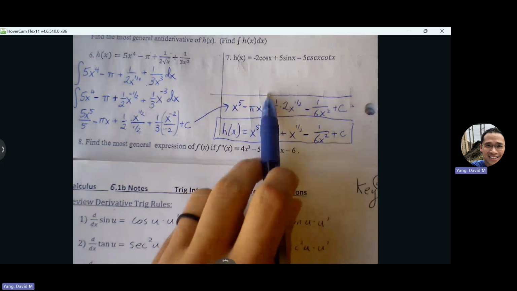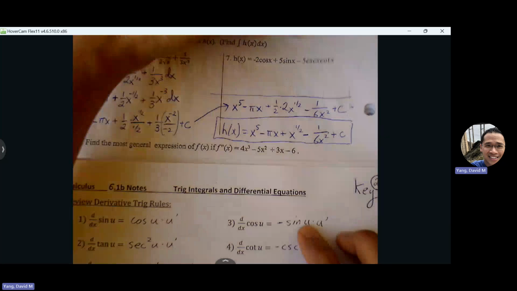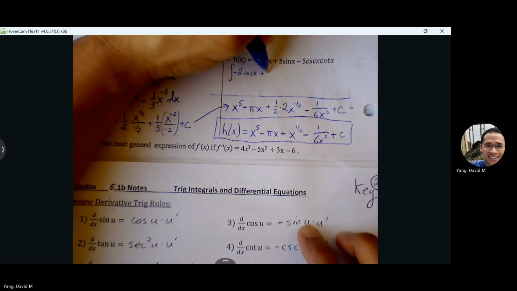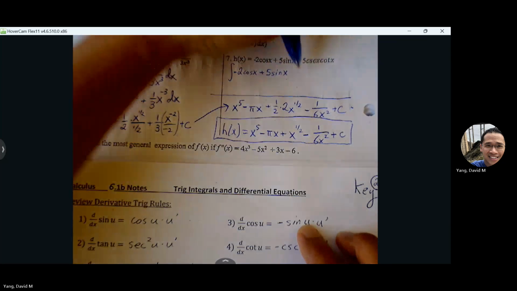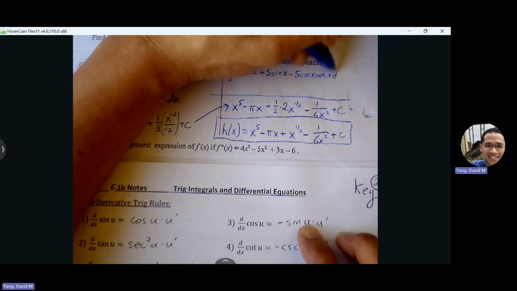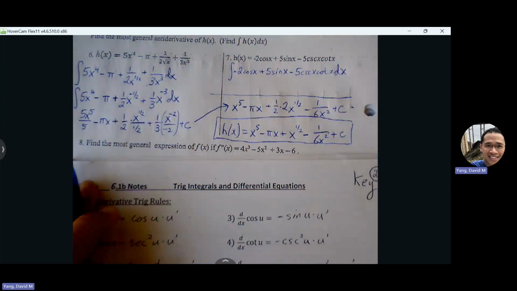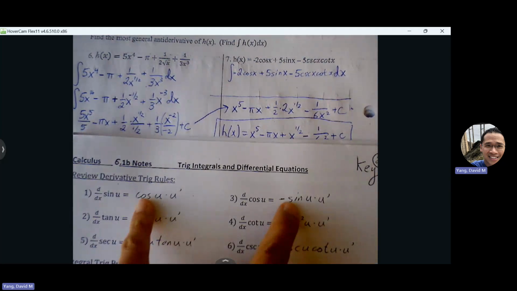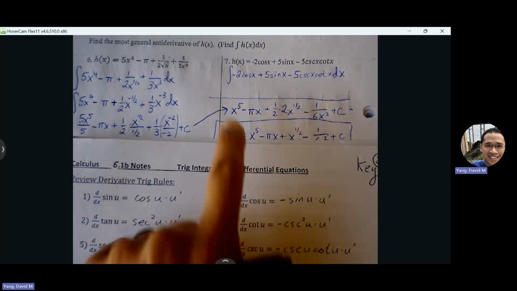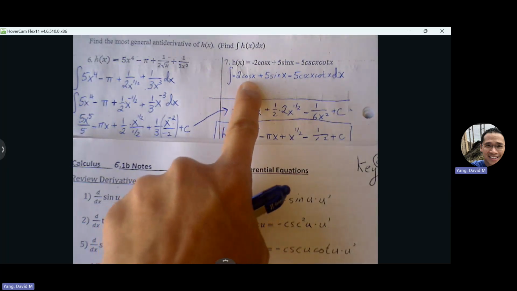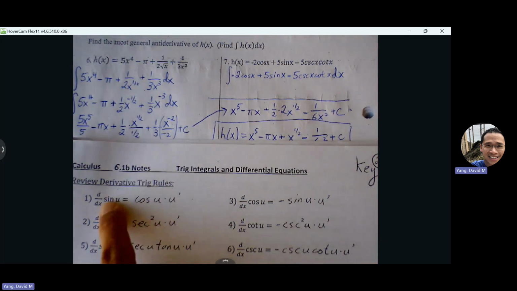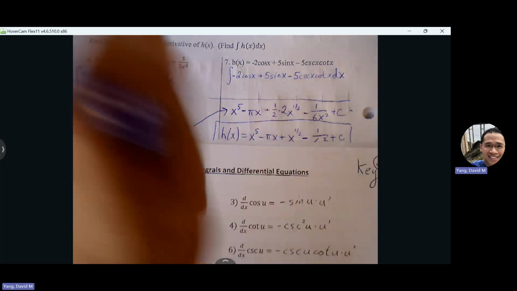For number 7, we're asked to find the antiderivative. Remember, we're going backwards from derivative rules. So the hope is that we can just write out our derivative rules and just read our derivative rules from right to left. So what's cosine going to turn into? Sine, right? So the negative is not going to go away.